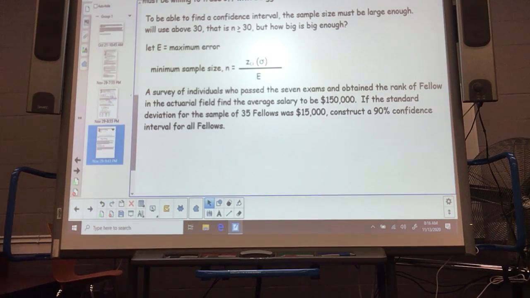A survey of individuals who passed the 7 exams and obtained the rank of a fellow in the actuary field finds an average salary of $150,000. Applied math actuaries, they make buku bucks. If you're good at it, they make big bucks.